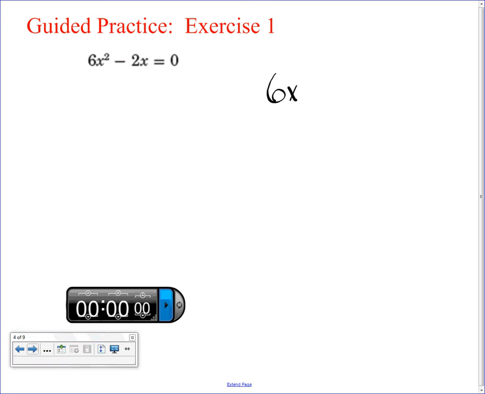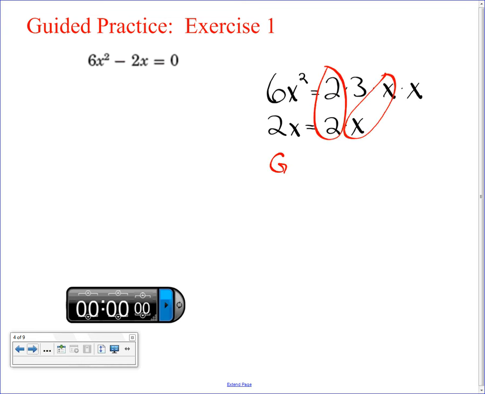6x squared is equal to 2 times 3 times x times x. 2x is simply 2 times x. Our greatest common factor would be 2x. That's what we're going to factor out of these polynomials right here. So the first thing we're going to do is take a 2x out of 6x squared. 6 divided by 2 is 3, and x squared divided by x is x.